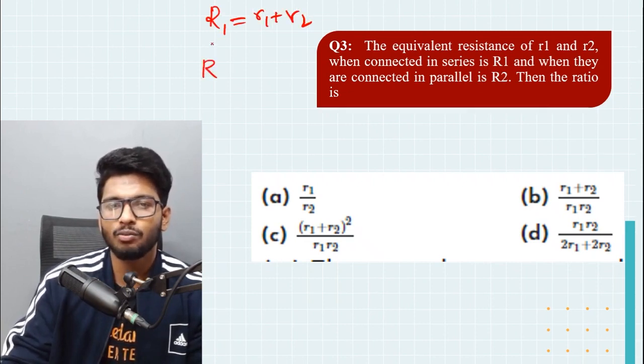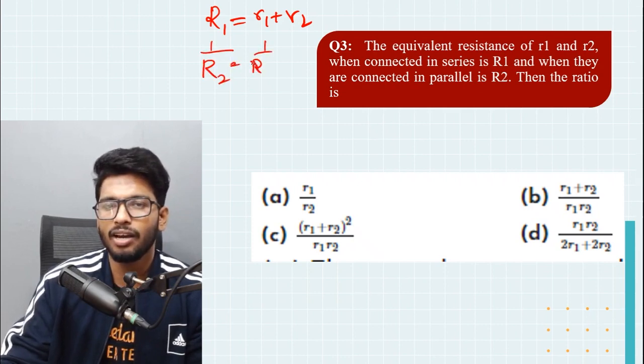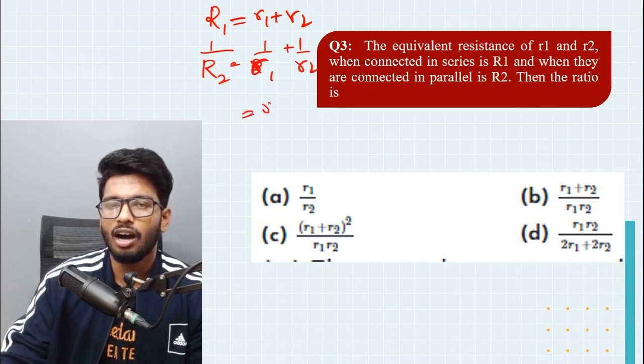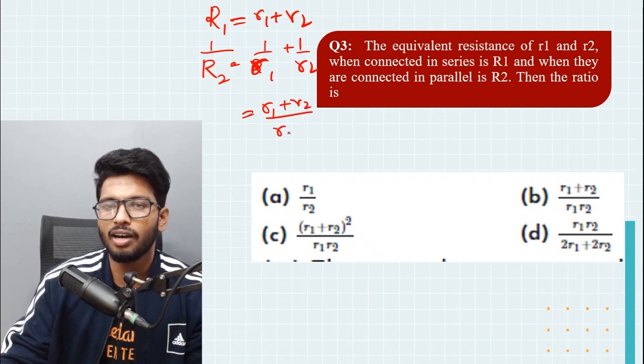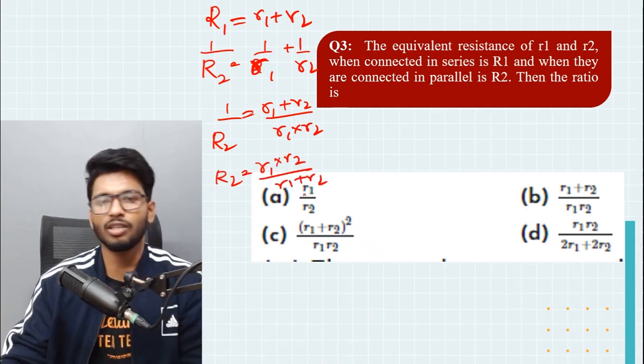Parallel connection is what? 1 by R2, which is equal to 1 by R1 plus 1 by R2, which can be written as R1 plus R2 divided by R1 into R2. This is 1 by R2. So what is R2 equal to? R1 into R2 divided by R1 plus R2. That's what you get, right?